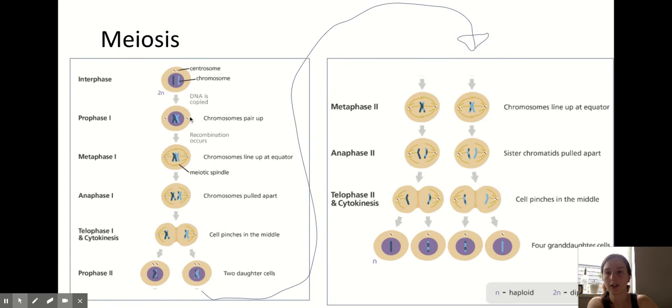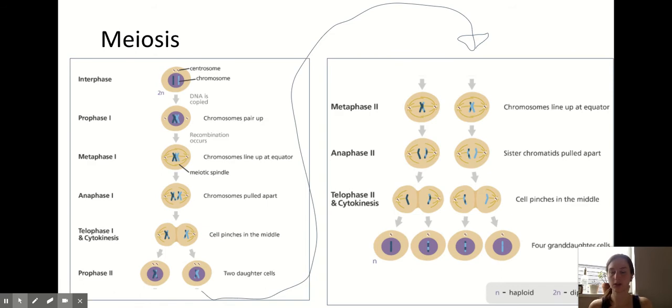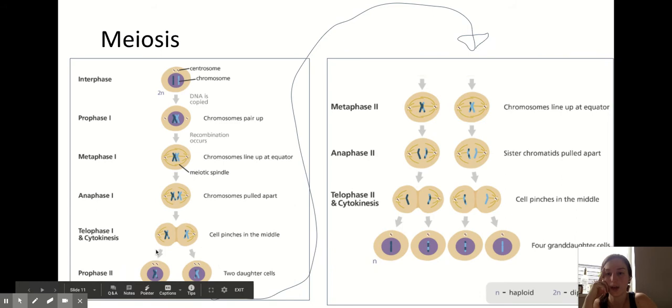And then here is just that image split into two so we can see it a little bit closer up. So the first 1, 2, 3, 4, 5 stages here are the same as mitosis. So we've got DNA being copied at the end of interphase. So there's now four copies of each chromosome. They pair up, they line up in the middle, they are pulled apart, and then the cell divides into two. So at the end of that, we've got two daughter cells.